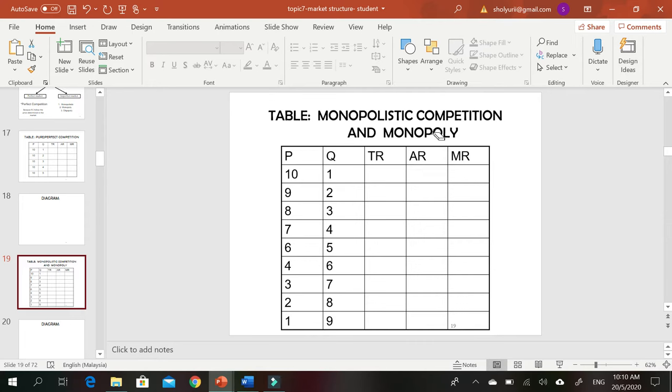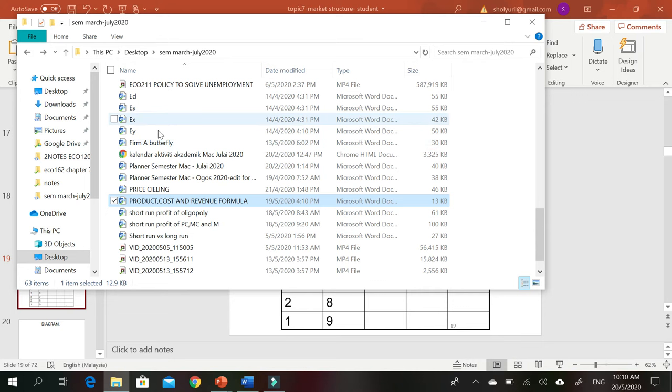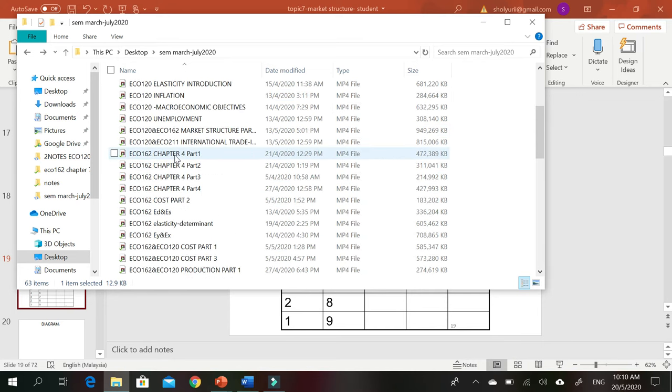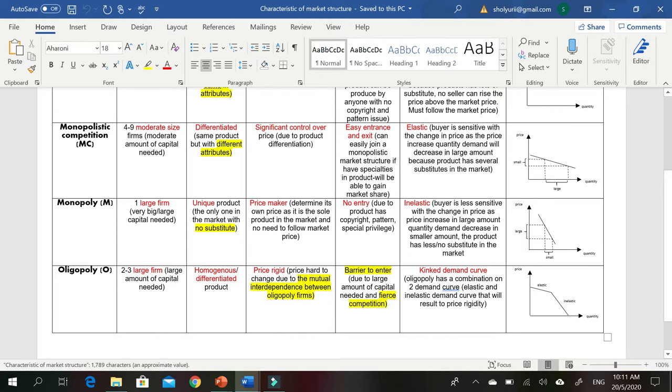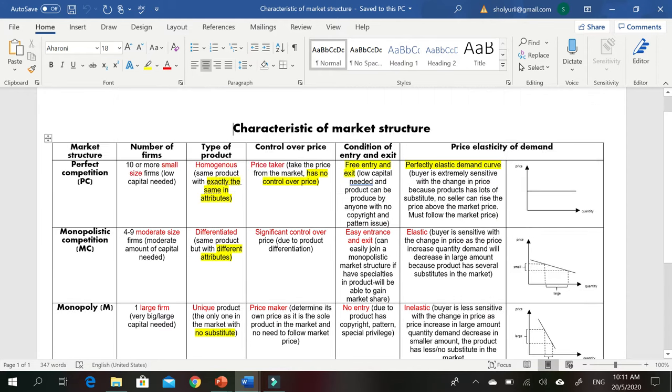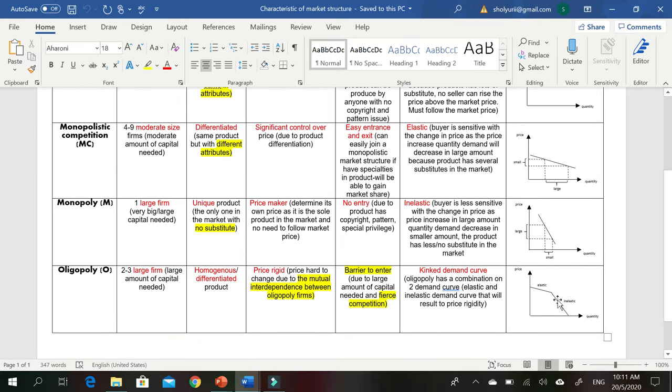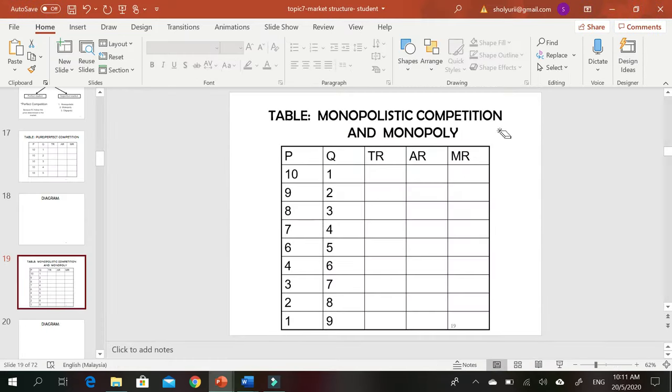Macam mana kita nak detect? Harga dia kan rigid. Ingat tak? Characteristic of our last market structure, which is our oligopoly, in terms of the price, oligopoly, price rigid, price hard to change. Okay, and for this one, because it's very different compared to other market structure, demand curve dia pun ada dua, combination of elastic dengan inelastic demand curve. So, dia tak ada dalam bentuk table. The question won't be asked in the shape of table, in the style of table, tak ada.